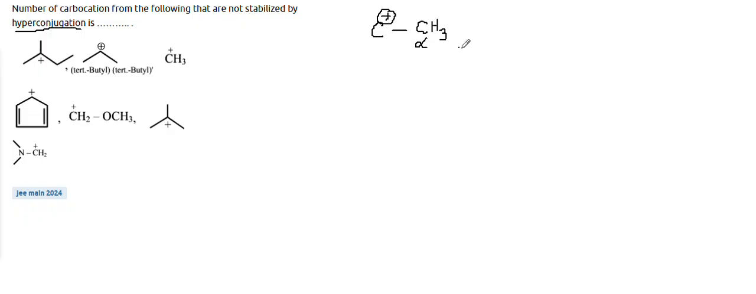And also, the alpha carbon is an sp3 hybridized carbon. These are the conditions to show hyperconjugation. And also radicals, free radicals. C plus means it contains an empty orbital. C dot means free radical; it contains a partially filled orbital.